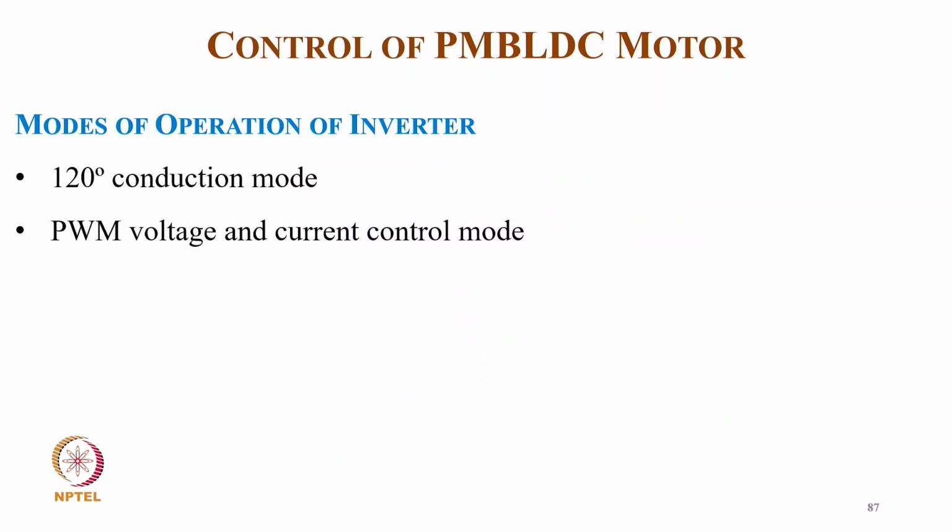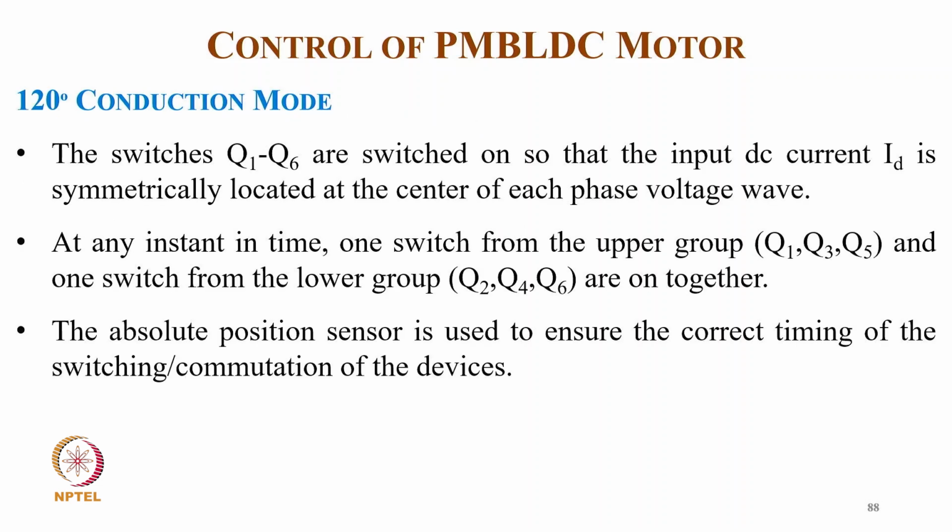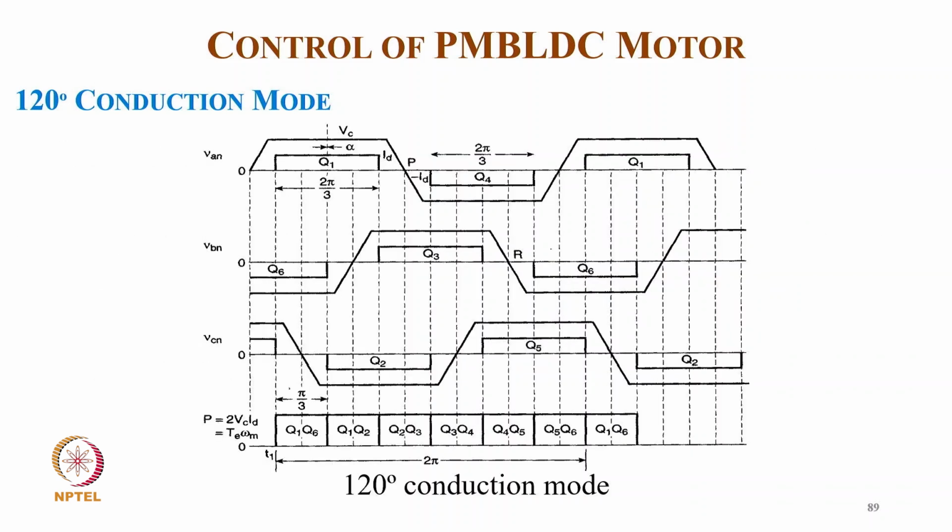So now coming to modes of operation, that is 120 degree mode and PWM voltage and current control mode. So in 120 degree conduction mode, the switches Q1 to Q6 are switched on so that the input DC current Id is symmetrically located at the center of each phase voltage waveform. At any instant of time, one switch from the upper group Q1, Q3, Q5 and one switch from the lower group Q4, Q6, Q2 are on together, and the absolute position sensor is used to ensure the correct timing of the switching or commutation of the devices. And this is the 120 degree conduction mode.